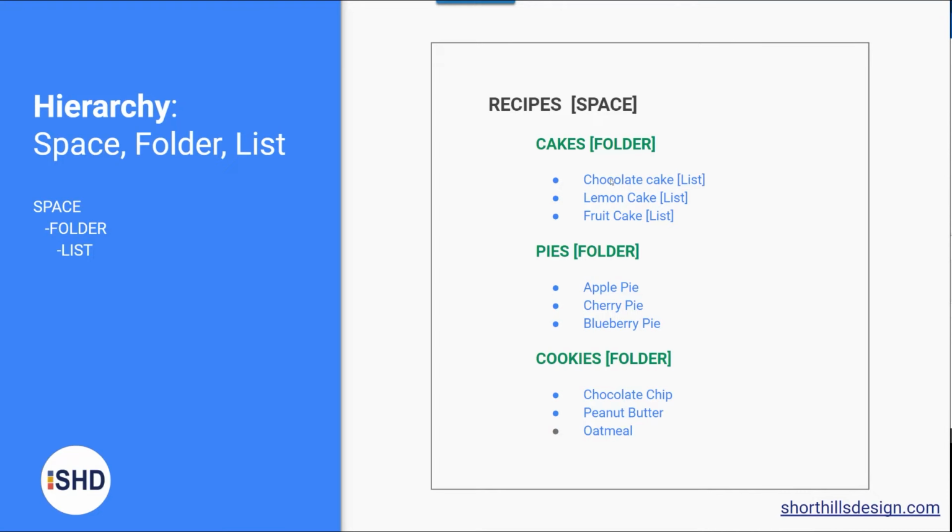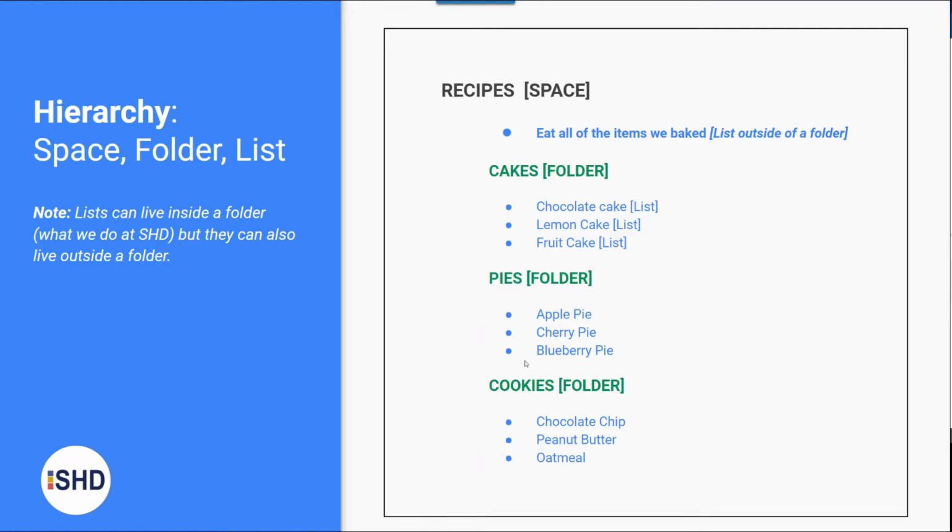And that confuses a lot of people. And it hit me in the beginning. I was like, what is this doing there? So that's why it's really confusing. So in any case, here is all of our cakes, pies, and cookies with our specific lists for each type of food. But let's say we have a checklist or a list here of to-dos to eat all of the items that we cooked here. That would be a list outside a folder. So that can be done.